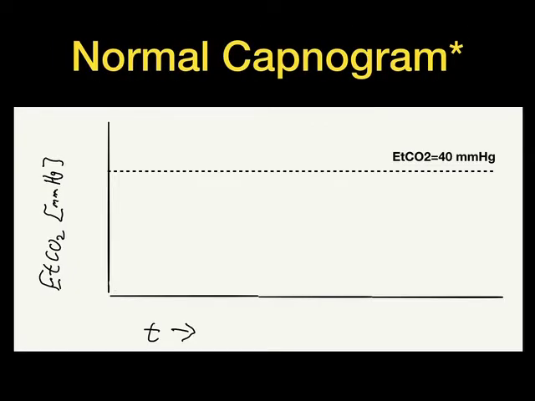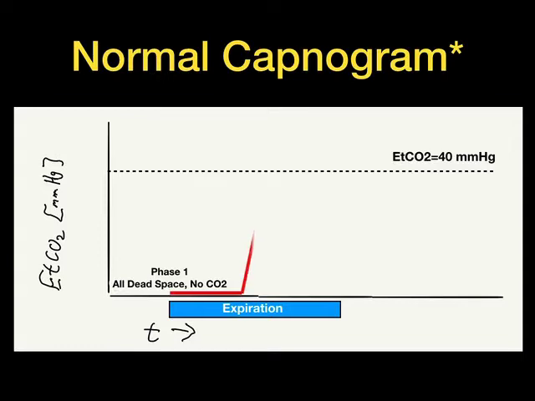All right, now that we understand the physiology, let's go through what the normal capnogram or graph looks like. Here's our axis with end tidal CO2 being in the vertical plane and our time being in the horizontal. The dotted line represents our normal end tidal CO2 of about 40. So in the first phase, we have expiration, and that's all dead space, so there's not going to be any CO2 there. The next phase of the capnograph is a rapid rise where we have mixed air and CO2 as we approach the end tidal CO2.